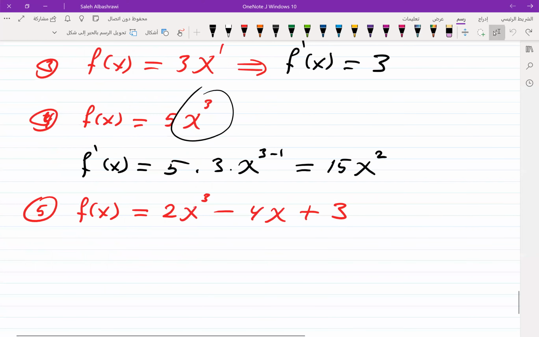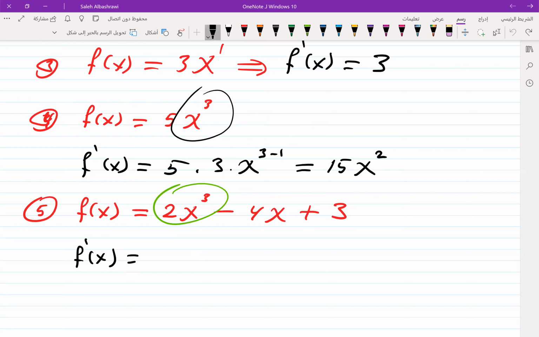Now the derivative of the first term. It is 2, the constant, multiplied by x to power 3. Write the power down. It is 3 multiplied by x to the power 3 minus 1. Subtract 1 from the power, I will have 2. So it is 2 multiplied by 3 multiplied by x squared. Now we are done with the first term. Let's move to the second one.